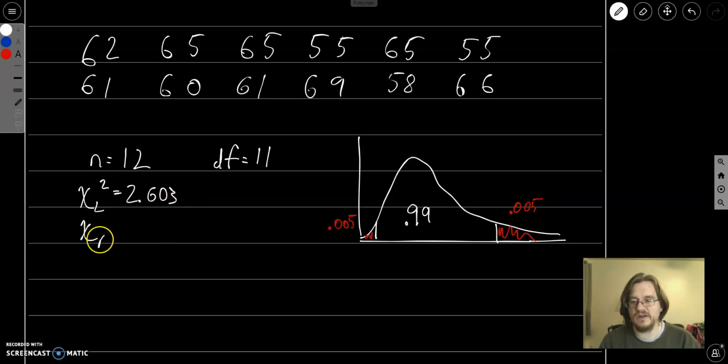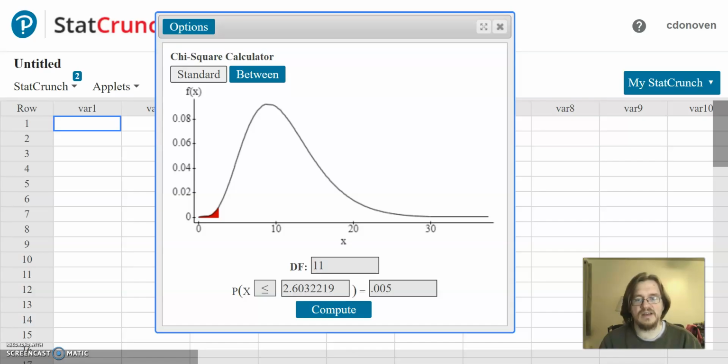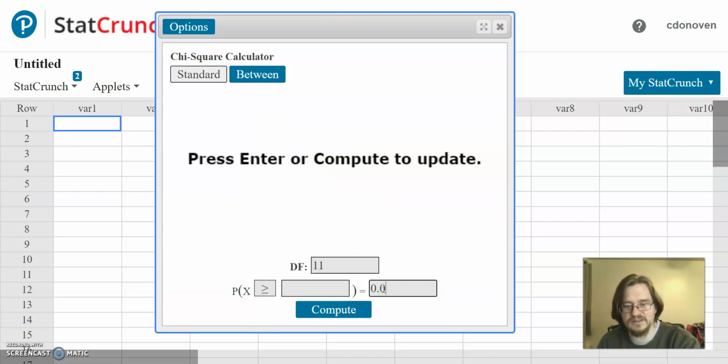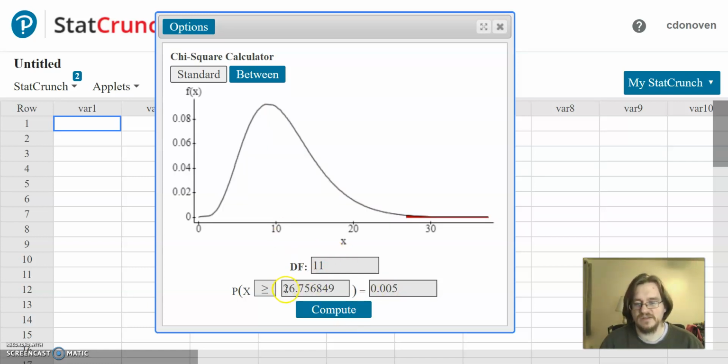If we try to find the right critical value, now we want this over here, and we want the area to the right of this value to be again 0.005 with the same degrees of freedom. So this is going to be 26.757.